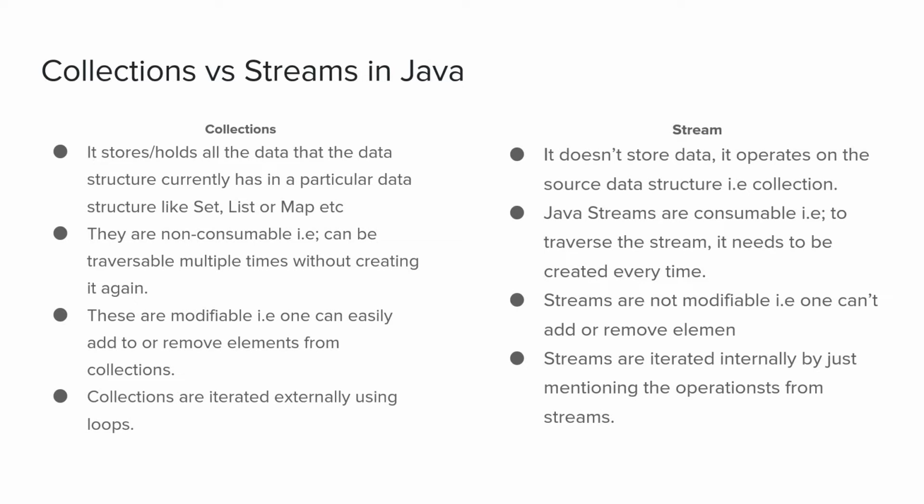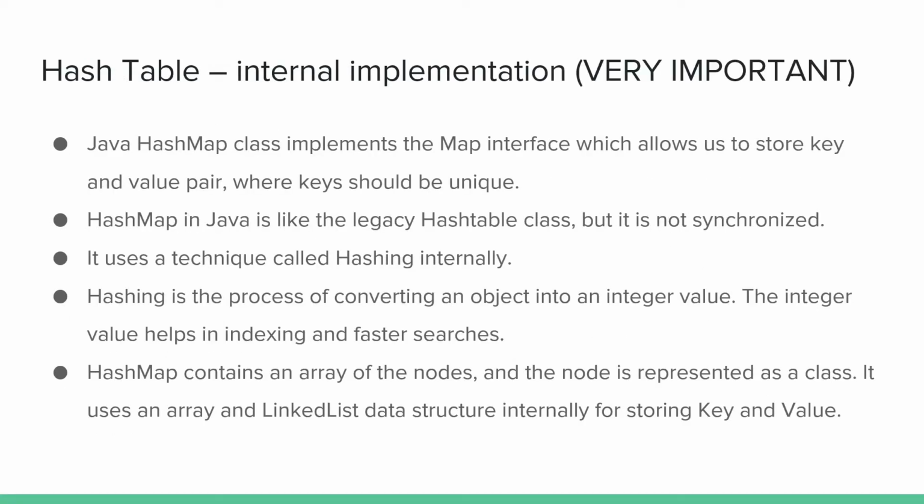And collections are non-consumable in the sense they can be traversed multiple times without creating it again. But Java streams are consumable. To traverse the stream, it needs to be created every time. Collections are modifiable. One can easily add or remove elements from the collections, but streams are not so. One can't really add or remove elements out of it. Collections are iterated externally using loops, but streams are iterated internally by just mentioning the operations from the streams. These four differences are important, and remember, this question is also frequently asked.